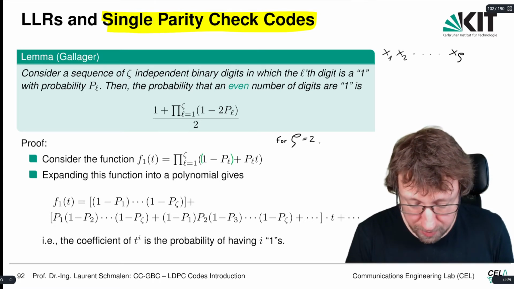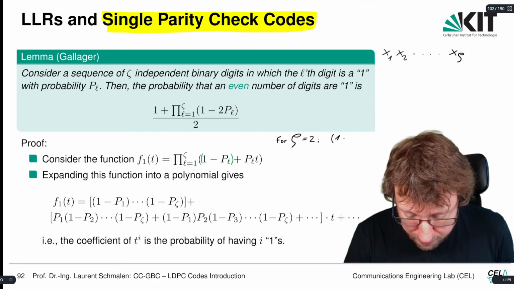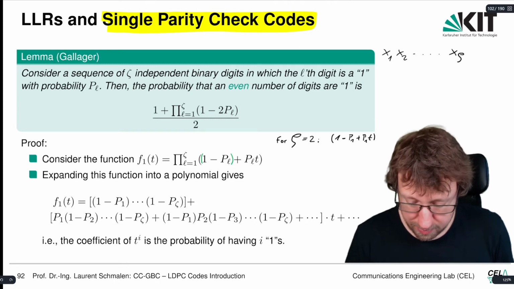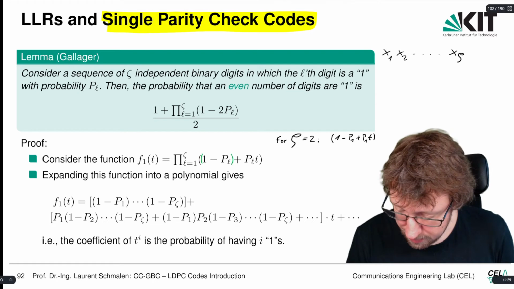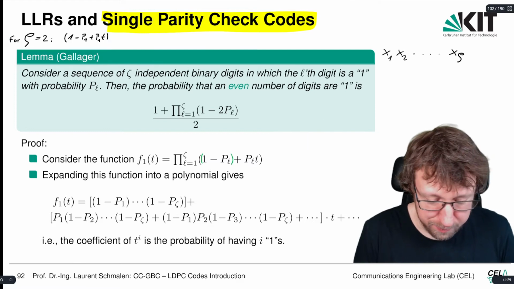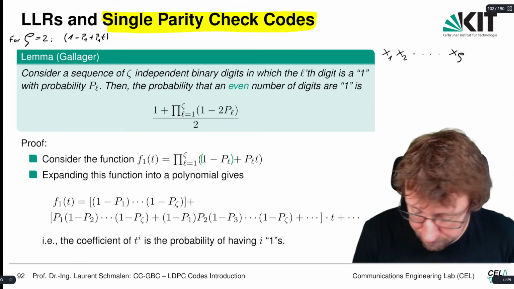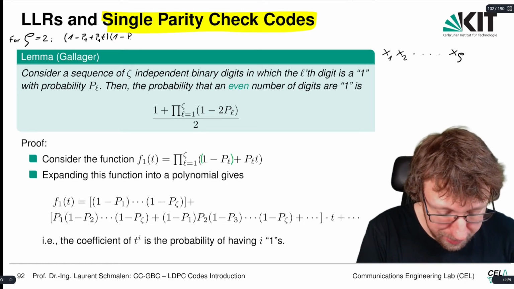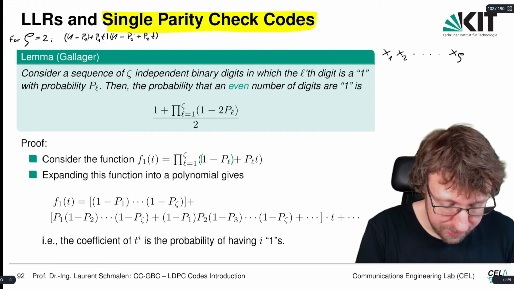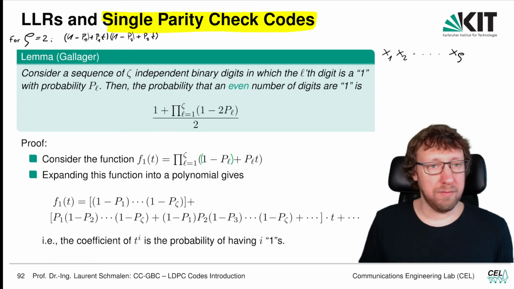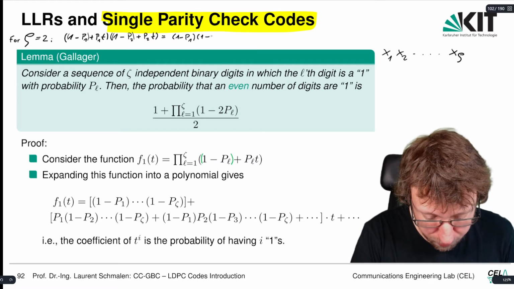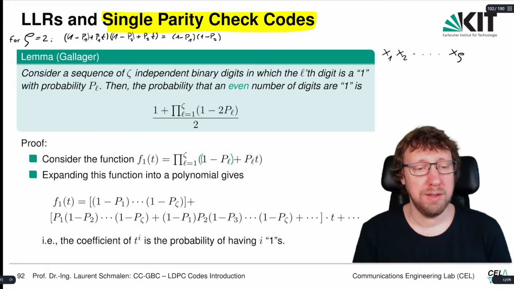Zeta equals 2. We have 1 minus p1 plus p1 times t, and let me actually move this here where I have a little bit more space, times 1 minus p2 plus p2 times t, and we group it so that the first term is together. So this is equal to 1 minus p1 times 1 minus p2. We first multiply the constant terms.